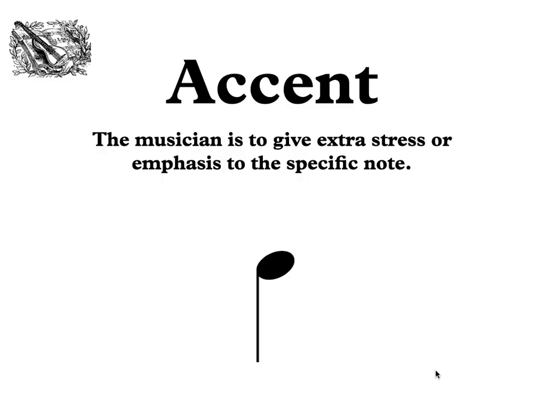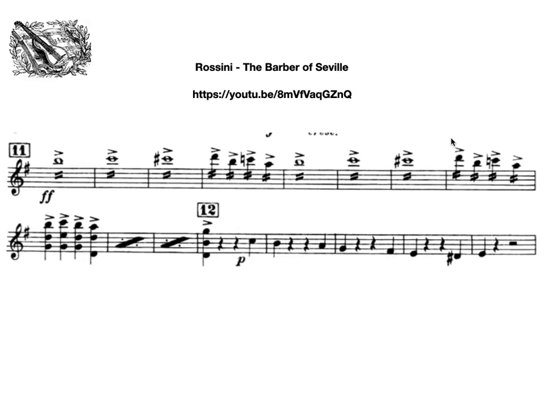The first one is the accent. The musician is to give an extra stress or emphasis to the specific note when this symbol appears, either above or below the note. Okay. Rossini used it in the Barber of Seville.